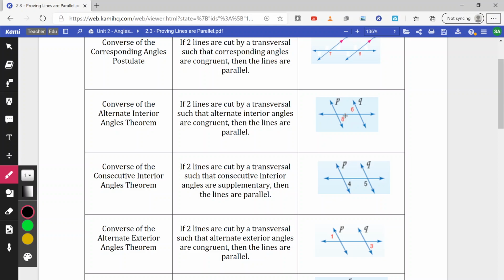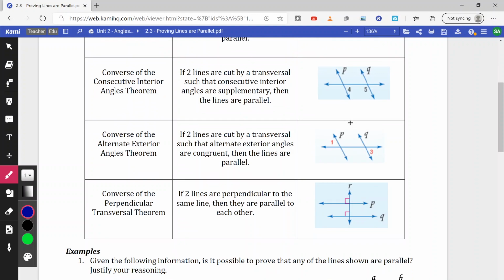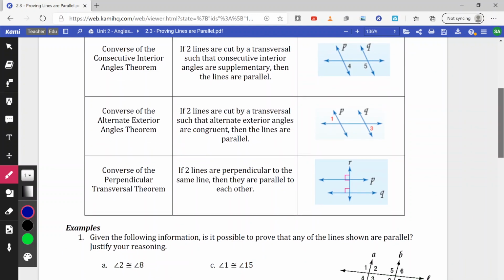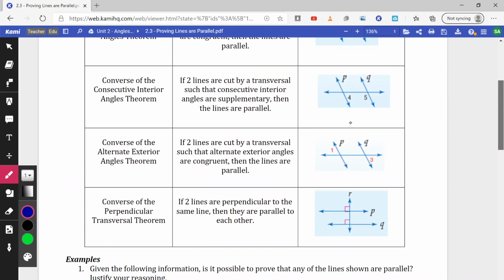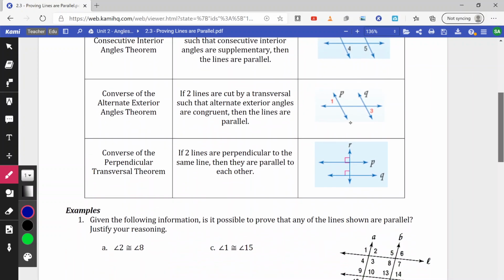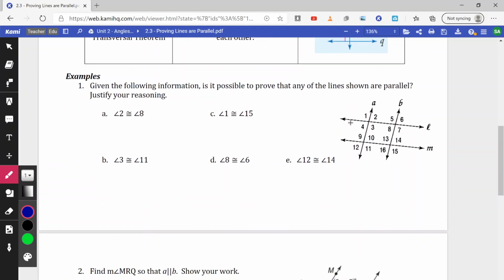Same with consecutive interior. If consecutive interior angles are supplementary, the lines are parallel. Alternate exterior angles, if they're congruent, then the lines are parallel. And then perpendicular transversal, if we got two lines perpendicular to the same line, then they are parallel to each other. So we're going to take a look at this first setup here. We have this following information. We have 5 different pieces of information, and we have to say whether or not these lines are parallel.